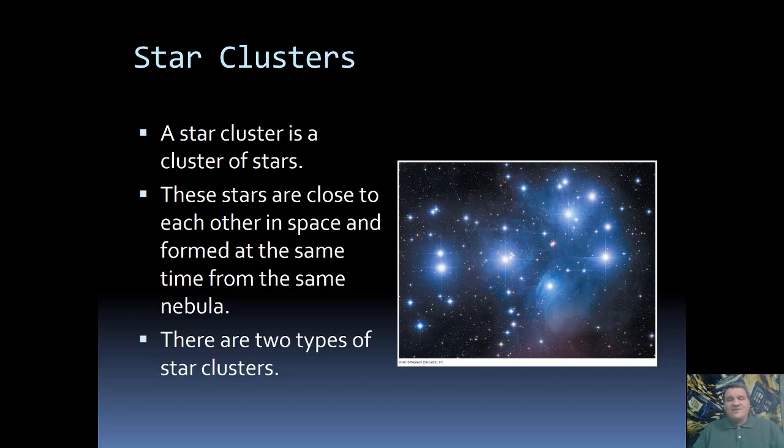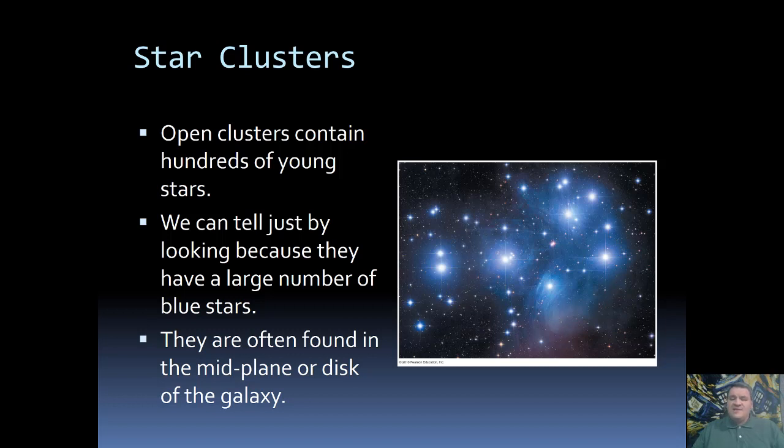One of the things that I love in astronomy is that we often just call things what they are. We have a whole bunch of stars all together, that's a star cluster. These stars are close together in space, and they actually all formed at the same time from the same nebula. We'll talk more about stellar formation later. Well, as we look at star clusters, we can actually put them into two categories.